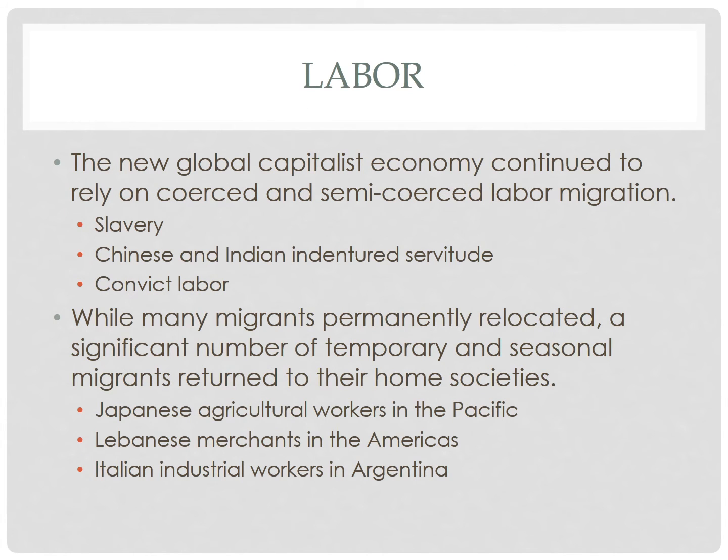So labor: you've got the new global capitalist economy, and it continued to rely on coerced and semi-coerced labor. So that includes slavery, Chinese and Indian indentured servitude, and convict labor, which you see going over to Australia. Thankfully, slavery was outlawed during this period, but you still see semi-coerced labor migration through the indentured servitude and convict labor. While many migrants permanently relocated, a large number of temporary and seasonal migrants returned back to their home societies. So that would be like your Japanese agricultural workers in the Pacific, your Lebanese merchants coming to the Americas and then going back home, and then your Italian industrial workers in Argentina.